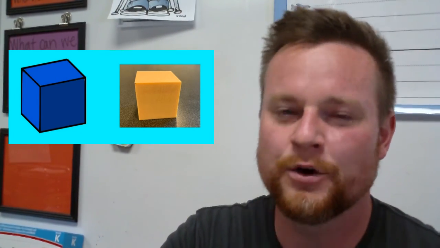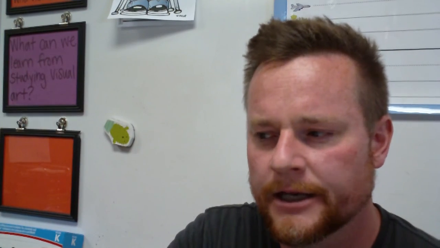The cube has 6 sides. 1, 2, 3, 4, 5, 6, and it has 8 corners. 6 sides, 8 corners. What are some things in our world that are shaped like cubes?